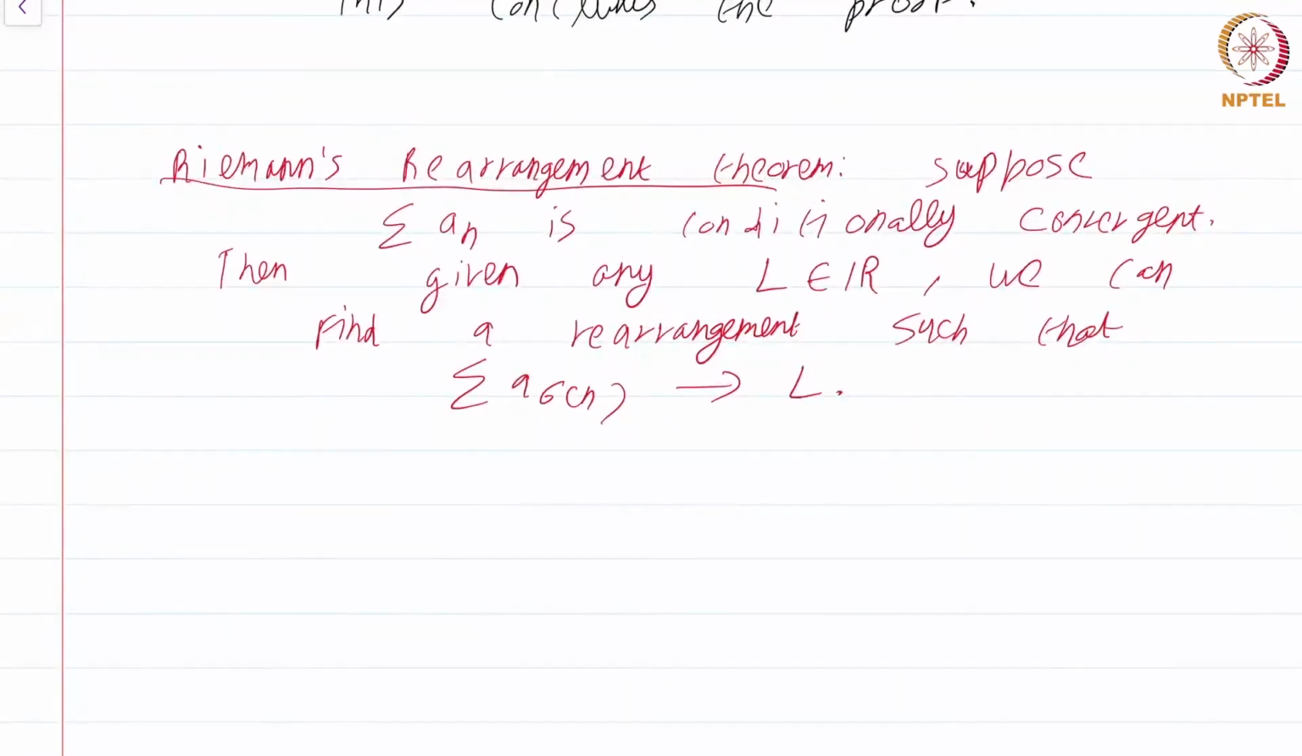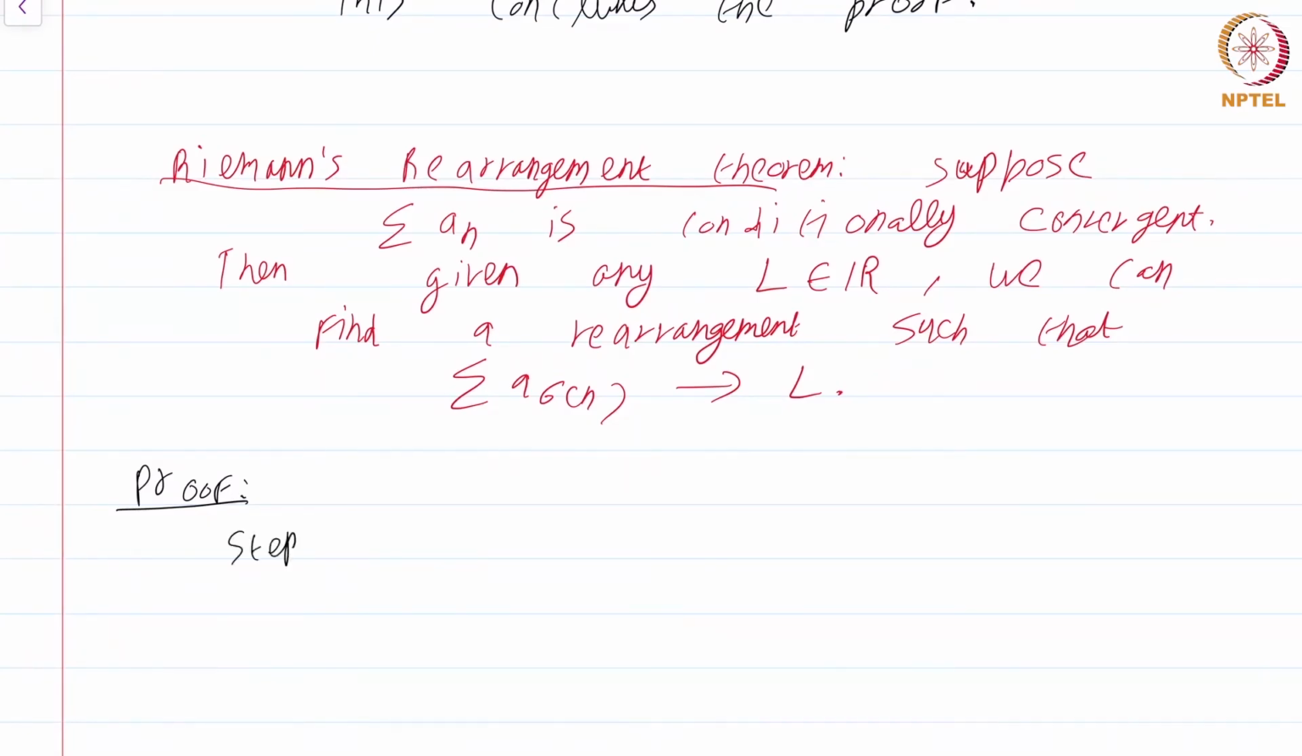How's that? No matter what real number you choose, I can rearrange this conditionally convergent series and make it converge to L. Now this result is a bit technical, and this is going to be one of the first really long exercises in this course. I'm going to leave you with a number of steps on how to prove this, and you're going to fill up the details. Okay, so let's see how this goes.